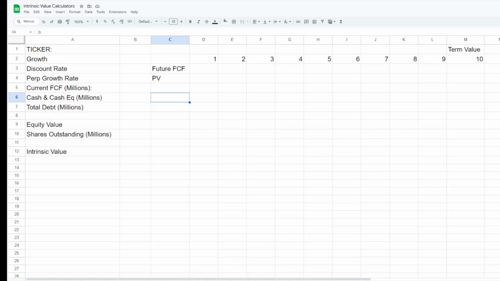And so you may pay $100 for a stock, but if that company is only worth 80, you've overpaid for that company. All right. We want to know, what is that intrinsic value? Is it worth 80 bucks per share, or is it $150 per share? Are we getting ripped off, or are we getting a steal deal? So we're going to go through this step by step. I'm going to show you how to do this.